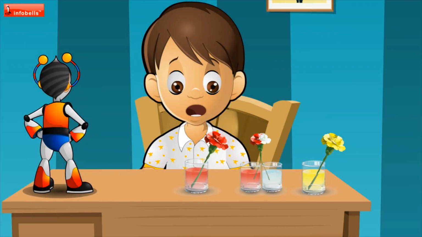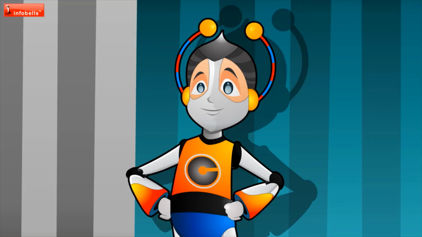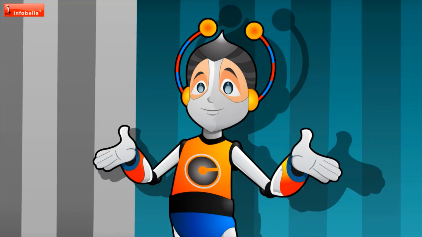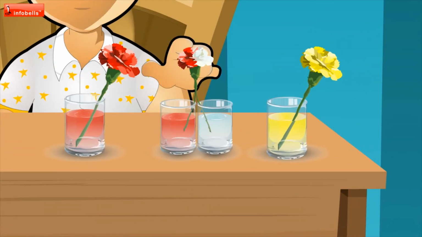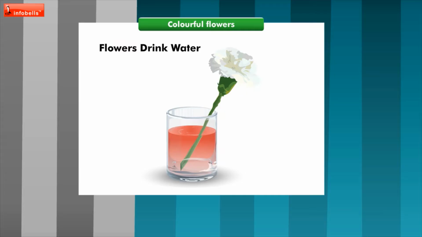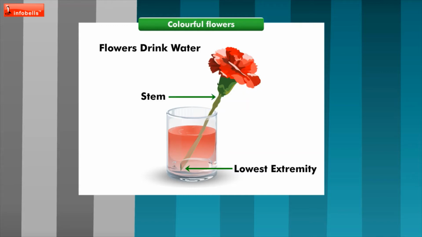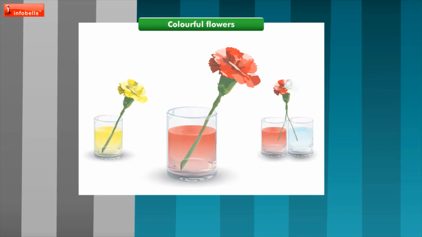Wow! A red flower! Chotu, see this! Didn't I tell you will have a red flower in the morning? Yes, I have a red, yellow, and look at this! It's red and white! Flowers drink water starting from their lowest extremity. The water slowly travels upward through tiny pipes in the stem. Your water was colorful. And now you have multicolored flowers.